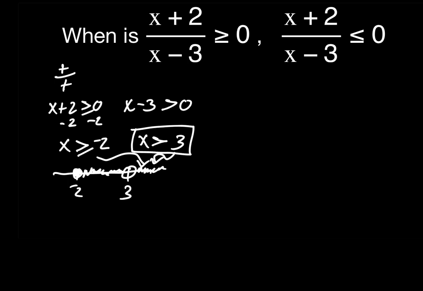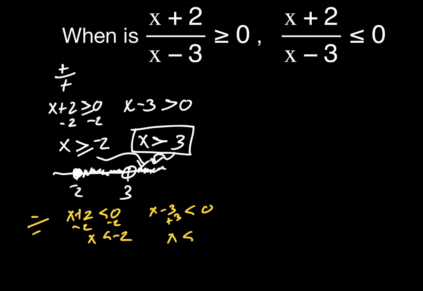But then I need to check, well, what happens if I have a negative divided by a negative? So I have x plus 2 less than 0 and x minus 3 less than 0. Subtract 2 from both sides, x less than negative 2, and then add 3 to both sides, x is less than 3. Can I be, and this is less than or equal to, can I be less than or equal to negative 2 at the same time that I am less than 3? Well, less than 3 is from here down.